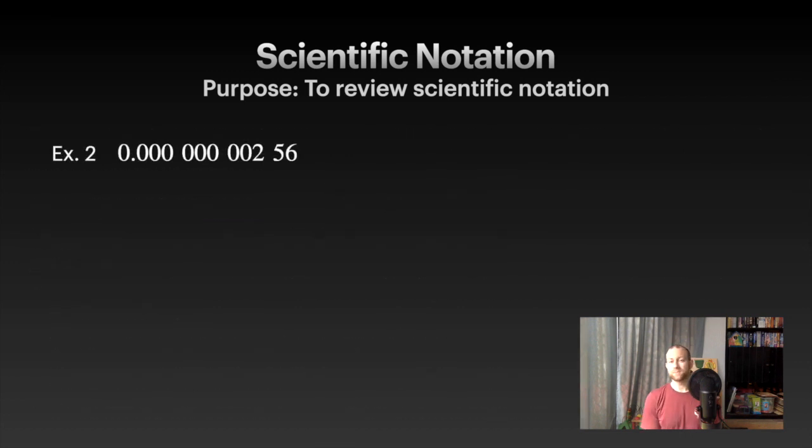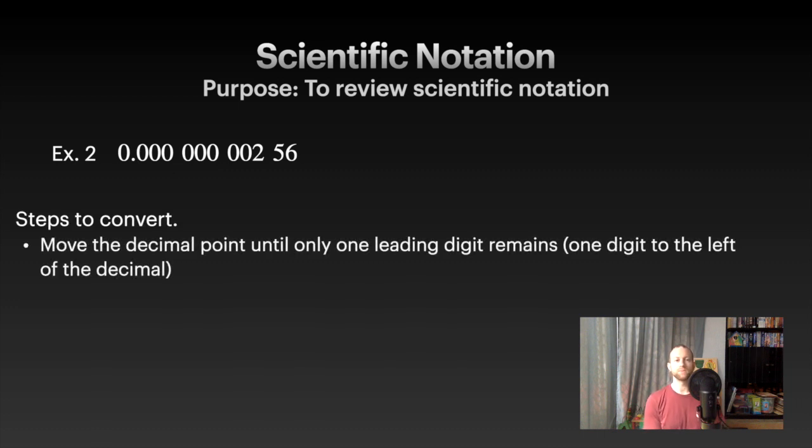So let's try another example. This time we've got a smaller number. I'm not going to read it. It's written there on your screen, so you can take a look at that. It's the exact same as last time, but I'm going to walk you through it step by step. So here we go. Let's move the decimal until there's only one digit to the left. Again, it's still to the left. It's not different because it's a smaller number. We always want the decimal to have one non-zero digit to the left.